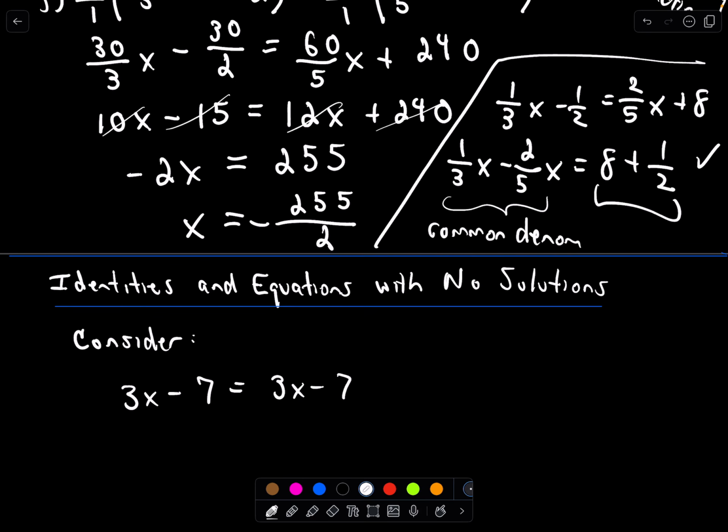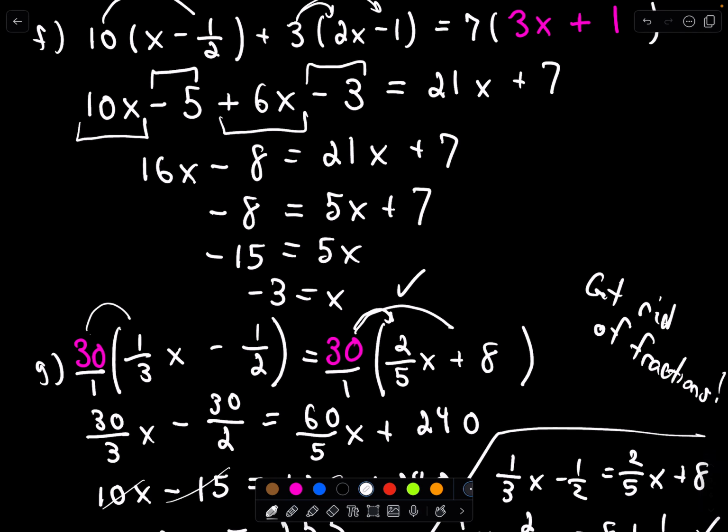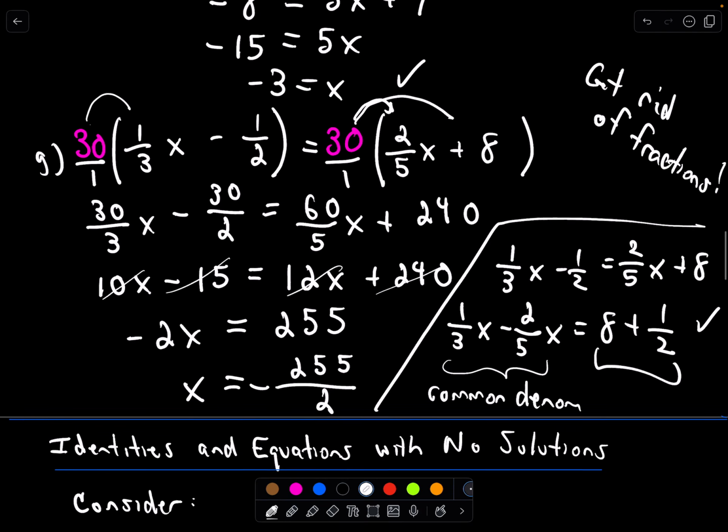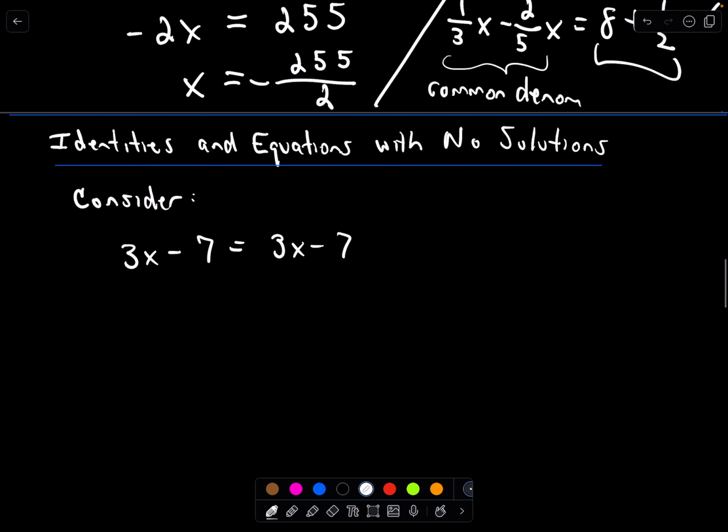Okay, so what's the moral of this long-winded story? Many ways to do these, so keep that in mind. There are different orders that you can do these steps. That's totally okay. Okay, so now we want to talk about identities and equations with no solutions.